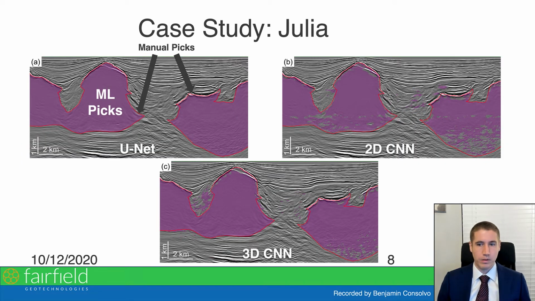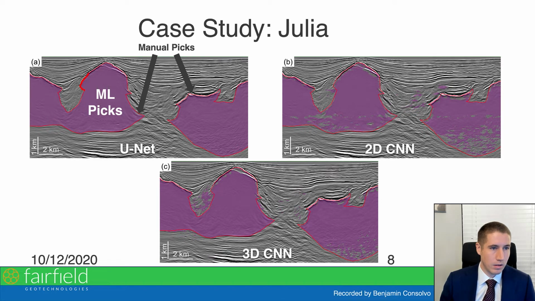You may have been wondering which of the methods I mentioned earlier performed the best for picking salt. We found that the UNet approach far outperformed the 2D and 3D patch-based approaches in both speed and accuracy. The machine learning picks here are displayed in purple, so the volume output, and then here in red you can see the manual top of salt picks.